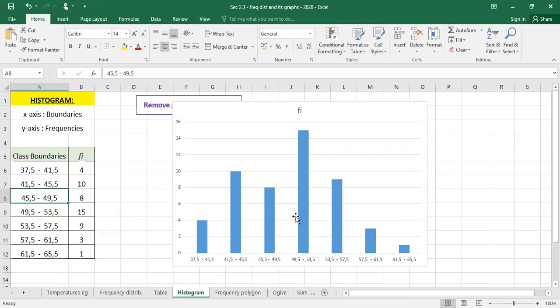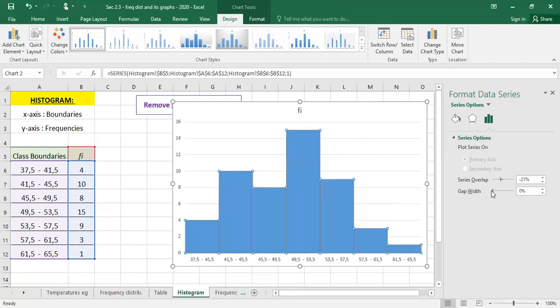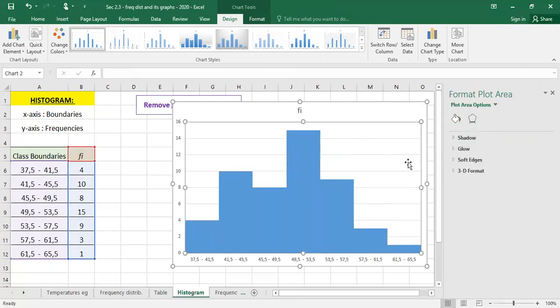So if you double click on one of the bars, see all the bars are now selected, and this format data series has come up on the side. Now you can change colors, some effects, but we want the series. If you go down, gap width, I don't want any gap. So I'm going to drag this down to 0%. Okay, great. Now that looks like a giant blob.